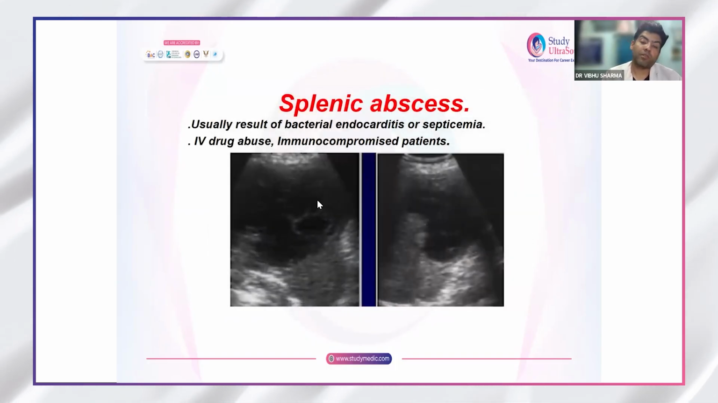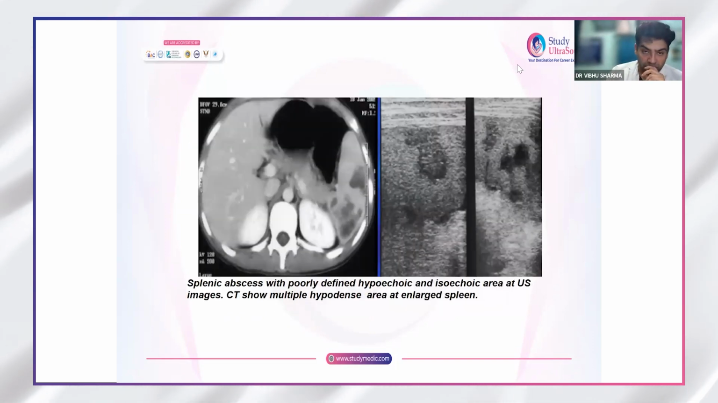Abscesses are common. You can see small abscess formation with multiple thick walls, a complex cystic lesion, and more common in patients who are immunocompromised. This is a case of splenic abscess. You can see thick internal contents in an enlarged spleen. If the patient is having acute fever and so on, then this is the case of splenic abscess.